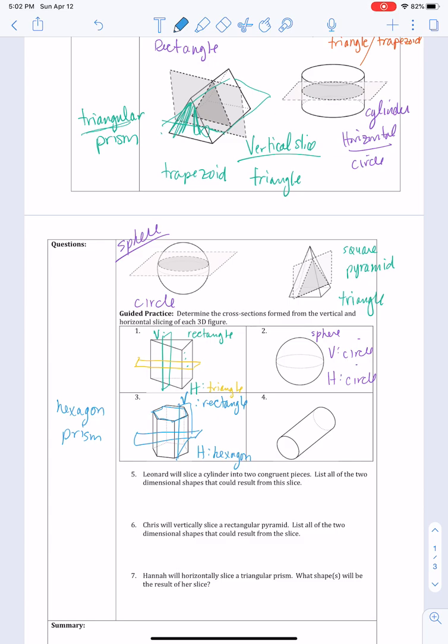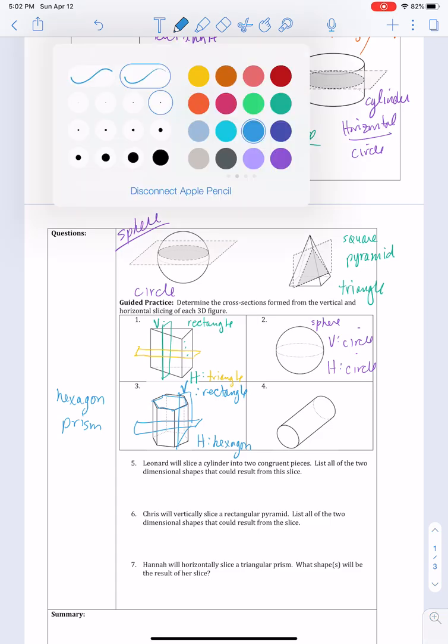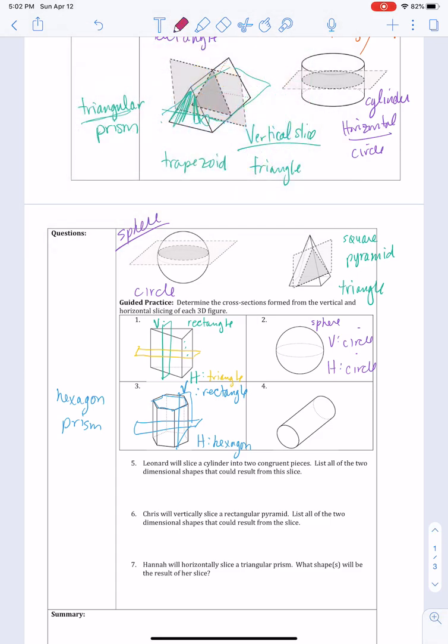So this isn't designed to be difficult, it's just to make you think about which way we're slicing it, so that you can find, especially when we start talking about the base, what the base is and where to find it. This is a cylinder. Horizontal would be slicing it like this, and that's a rectangle. And vertical would be a circle, and that would look as if we sliced it like that.